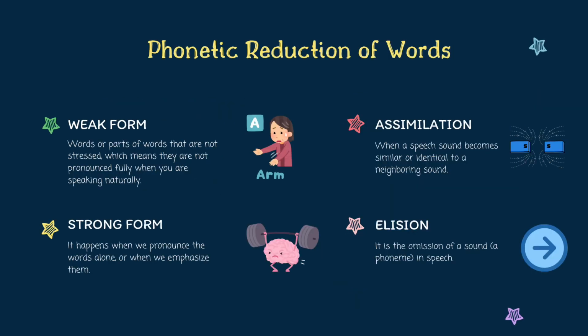And finally, to wrap up this video, we have the phonetic reduction of words, which can happen in 5 different ways. First of all, we have the weak form, which means words are not pronounced fully when you are speaking naturally. And then we have the opposite, which is the strong form, when we pronounce the words alone or when we emphasize them. Then we have assimilation, when a speech sound becomes similar or identical to a neighboring sound. And the other is elision, which is the omission of a sound or phoneme in speech.